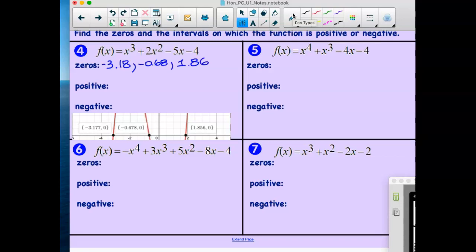All right, now intervals. Let's see. It is positive between these two x-intercepts right here. There's my positive interval right there to right there. So that's going to be from negative 3.18 all the way over to negative 0.68. That's the only positive interval that we have.